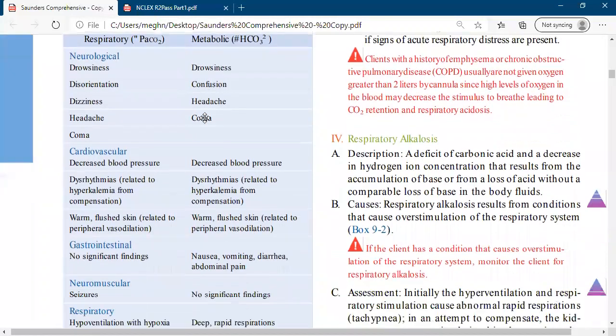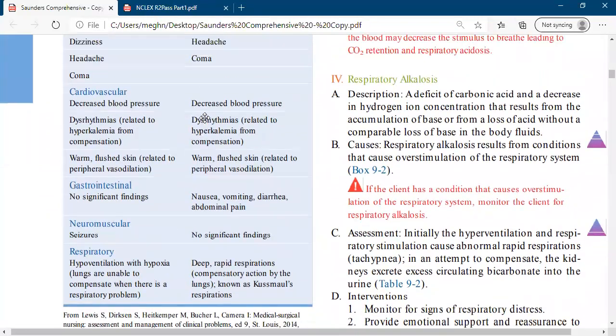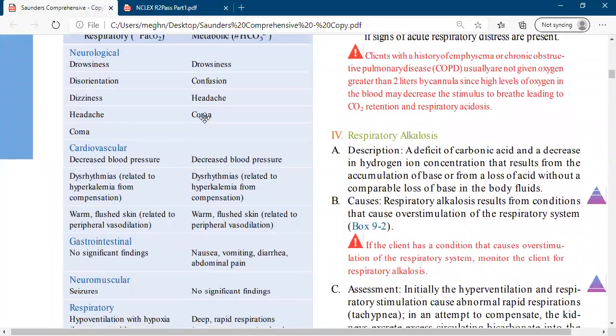Whatever the change in the cardiovascular system in respiratory acidosis, they say decreased blood pressure, dysrhythmias. Same in metabolic acidosis: decreased blood pressure, dysrhythmia.